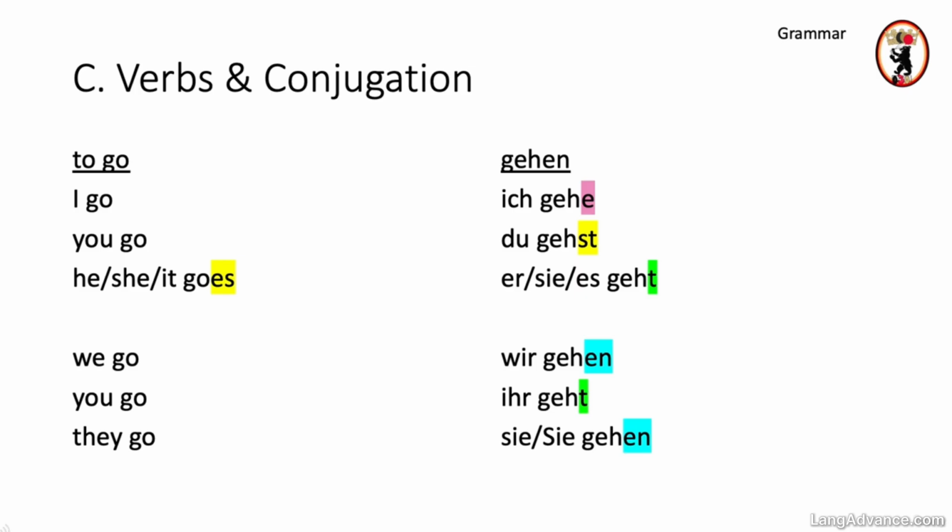German conjugates every person differently, which you can see here on the right side. Therefore, the verb adds different endings according to who goes. Ich gehe, du gehst, er, sie, es geht, wir gehen, ihr geht, sie gehen. Let me read that one more time. Ich gehe, du gehst, er, sie, es geht, wir gehen, ihr geht, sie gehen.